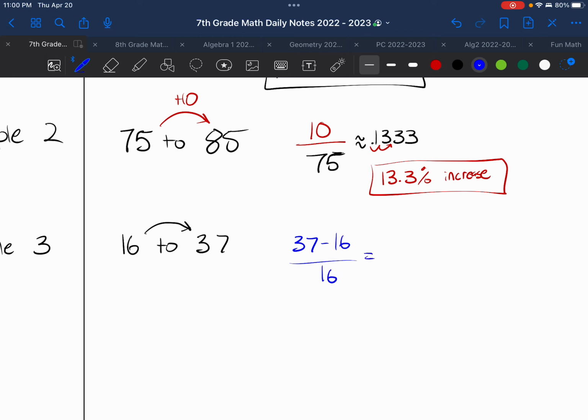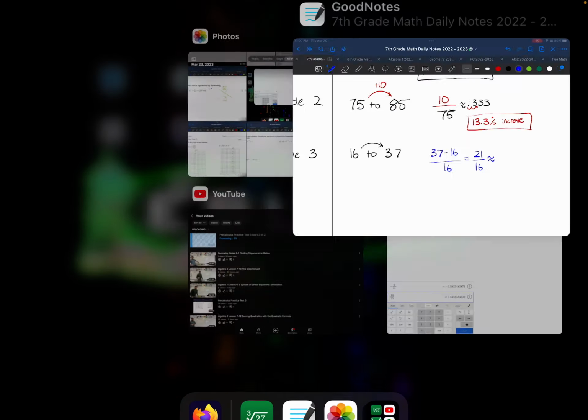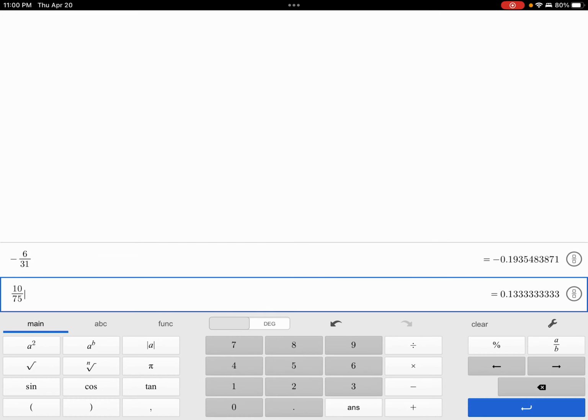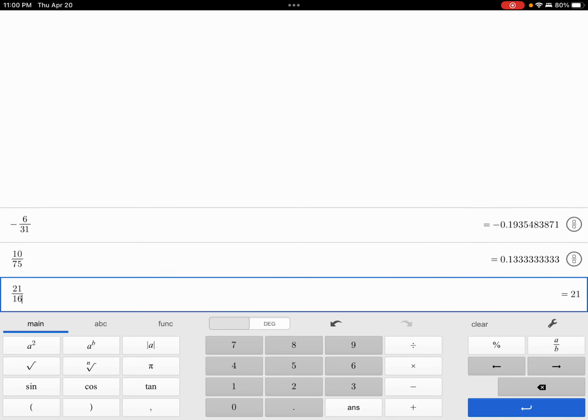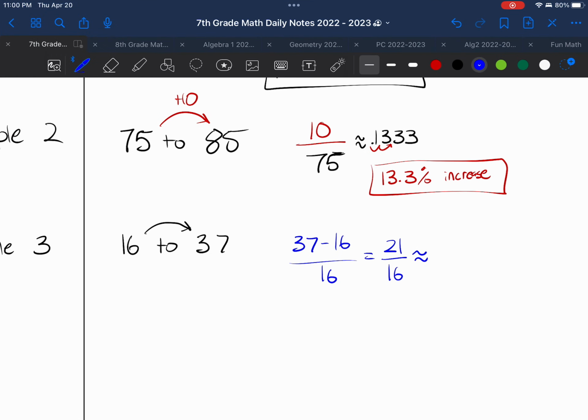You can use whatever formula you want. 37 minus 16 is 21 over 16. And again, you just type this into the calculator. So this is going to be approximately, let's see, 21 over 16. Come over here. I can say 21 divided by 16, 1.3125.